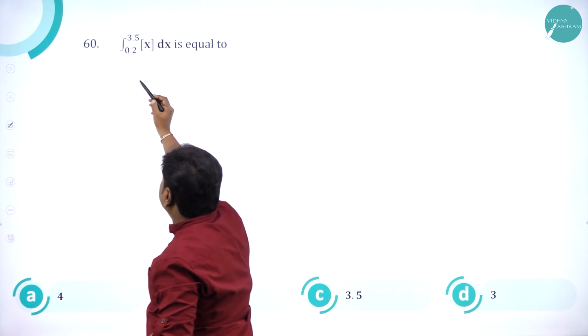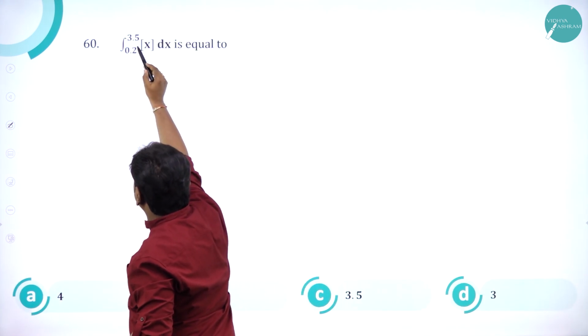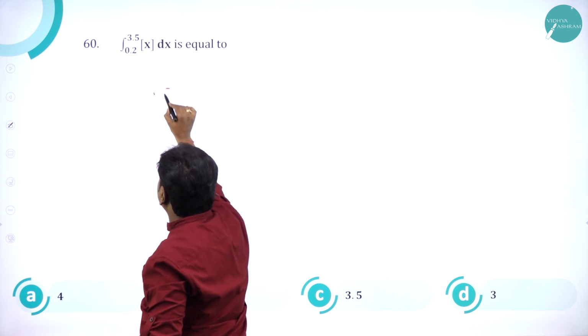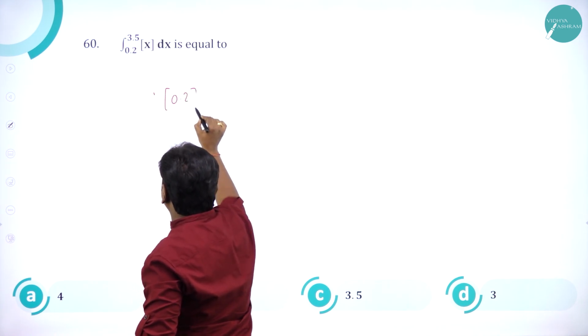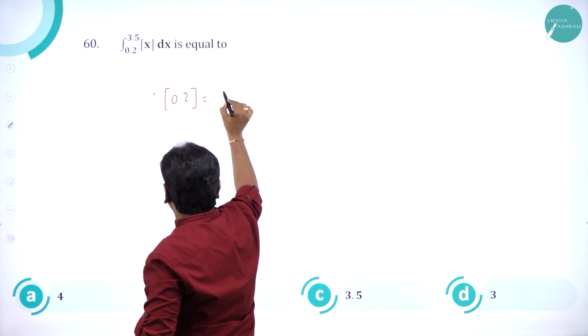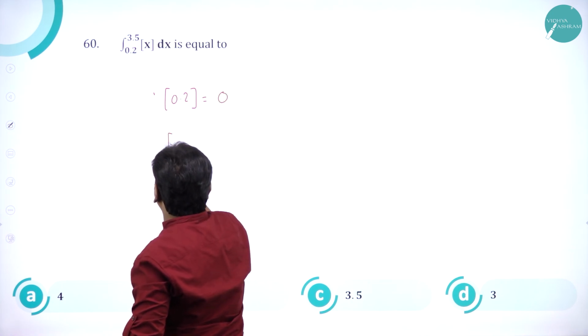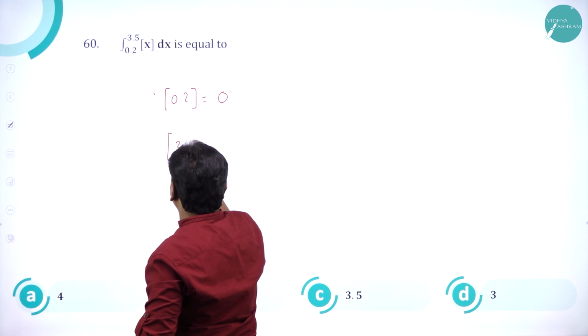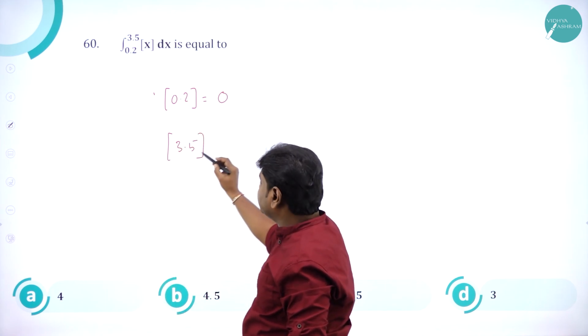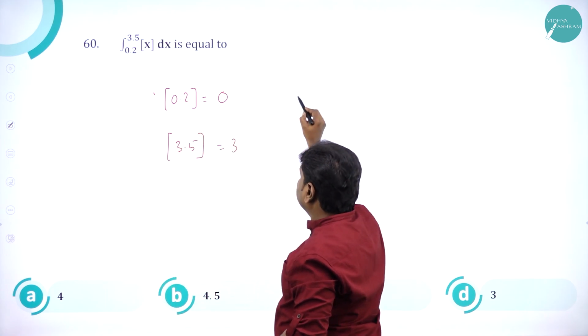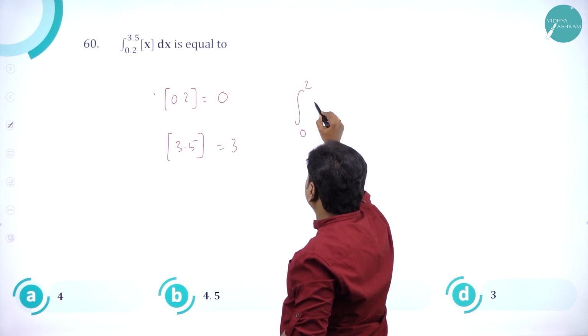They gave integration of 0.2 to 3.5 greatest integer function. All of you know, greatest integer function of 0.2 is 0 and greatest integer function of 3.5. What is the greatest integer function? Which gives an integer nearest and less, 3. Now the problem reduces to 0 to 3 of 3 dx.